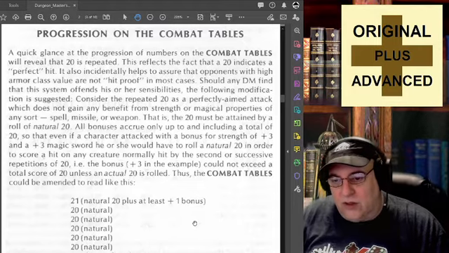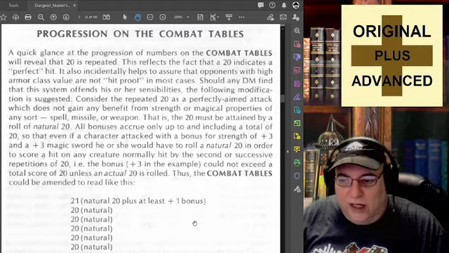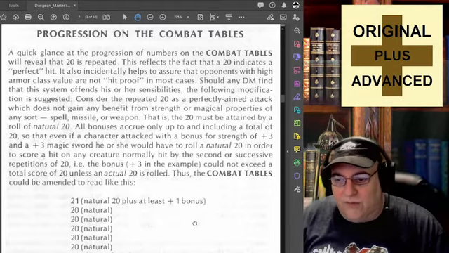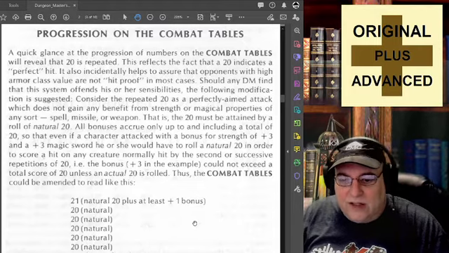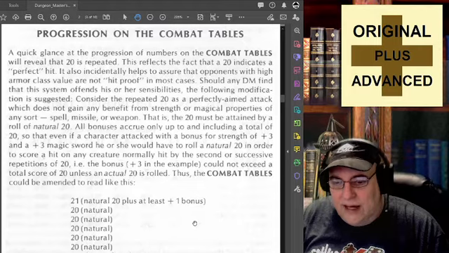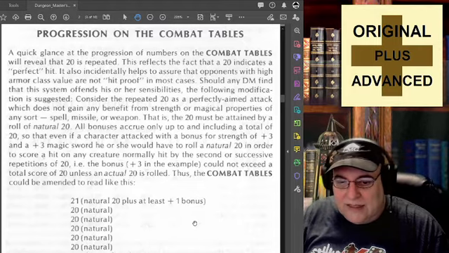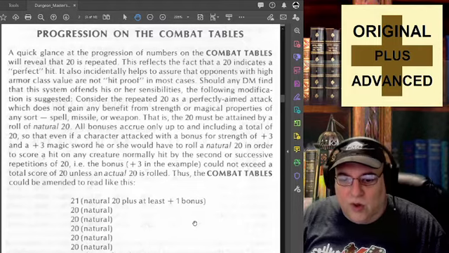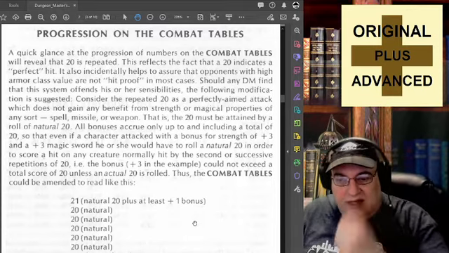All bonuses accrue only up to and including a total of 20, so that even if a character attacked with a bonus for strength of +3 and a +3 magic sword, he or she would normally have to roll a natural 20 in order to score a hit on any creature normally hit by the second or successive repetitions of 20, i.e. the bonus +3 in this example could not exceed a total score of 20 unless an actual 20 is rolled. Thus, combat tables would be amended to read like this.